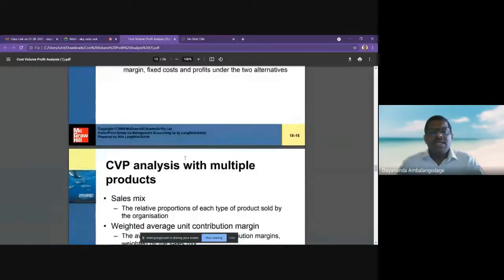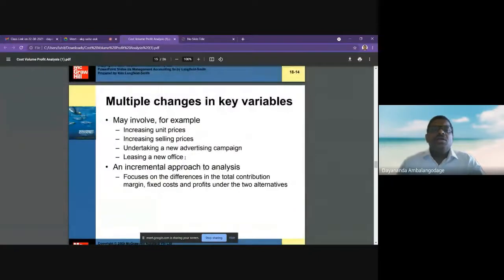So what we are doing here is trying to change the different variables, in the sense of selling price, selling units, maybe additional fixed cost, maybe variable cost, likewise. So when those figures change, what will happen to the break-even point? That kind of stuff we are going to discuss there.